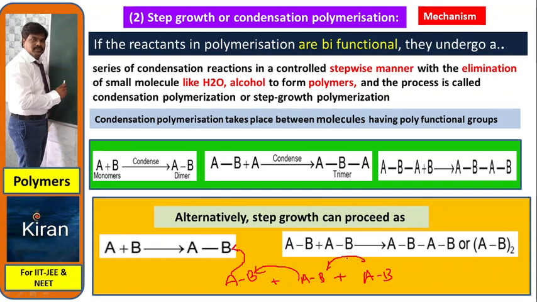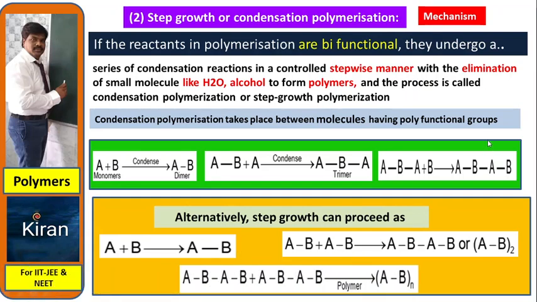So this is another process: dimer, trimer. So here also the same way: AB, AB, like that it is going to become a big molecule. This is the procedure, the mechanism to form a polymer, a step growth polymerization.